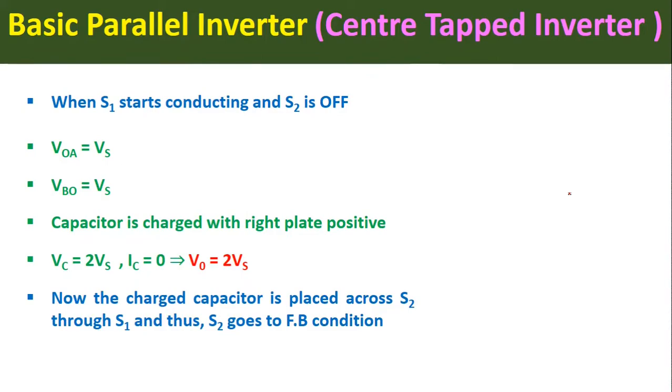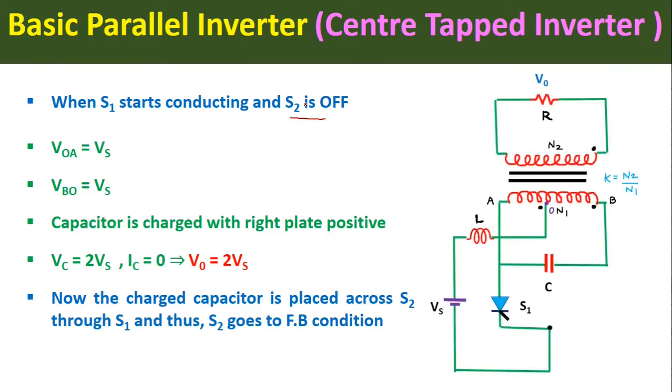Initially we consider that only the S1 SCR goes into the on condition, and at that time the S2 SCR will remain in the off condition. So this is the circuit diagram when only the S1 SCR is in the conducting state. As soon as this S1 SCR goes into the on condition, the source current starts flowing in the circuit. When the source current starts flowing in the circuit, this capacitor starts charging.